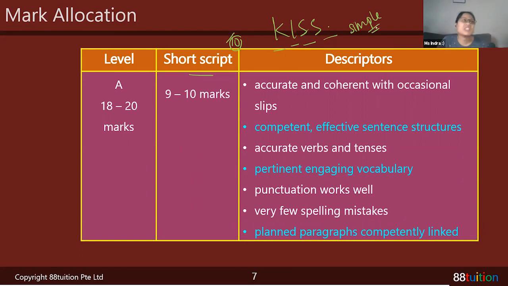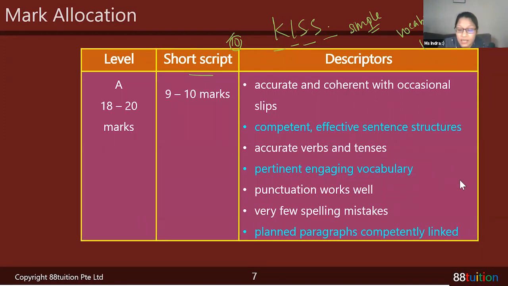Then you're going to ask me, Cher, how do I wow the teachers? Wow with your vocabulary. Wow with your language. Okay, and I realized that this is what has actually helped many students to score, simply because they are able to wow with their language.